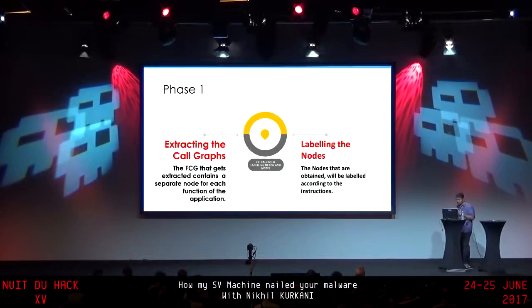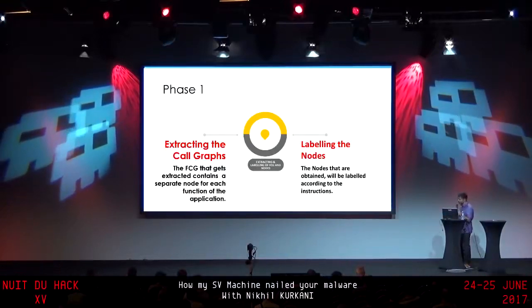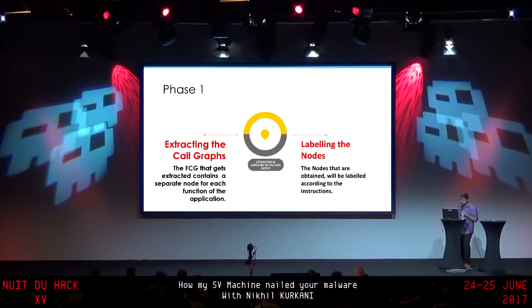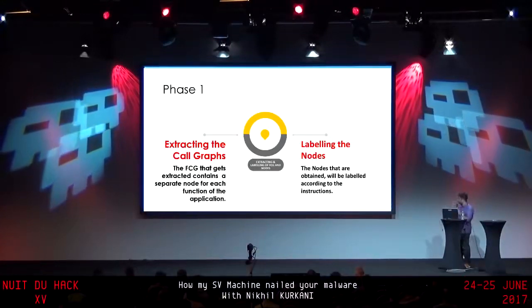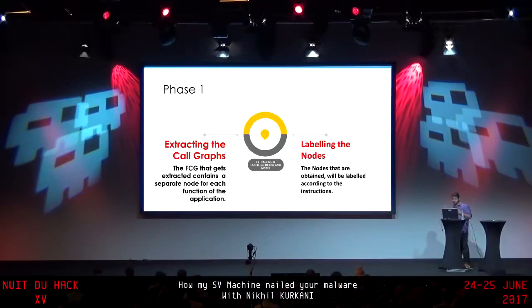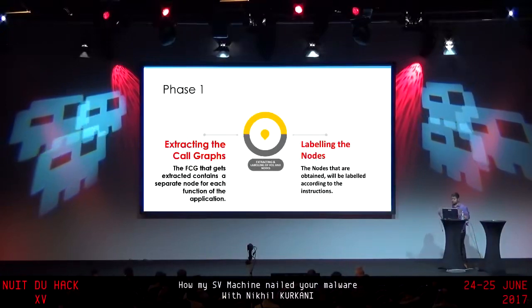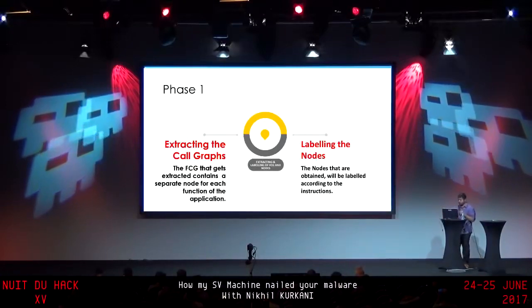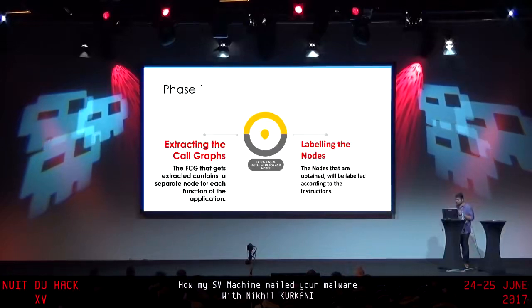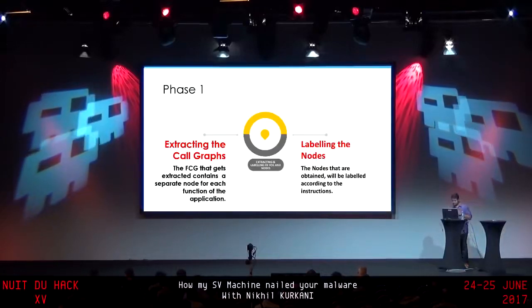The next one would be the labeling of the nodes. The nodes that are obtained from the extraction of the call graphs would now be labeled. The labeling has to be done with respect to its neighbors as well. So it is going to get the labeling based on the instruction set that it contains.